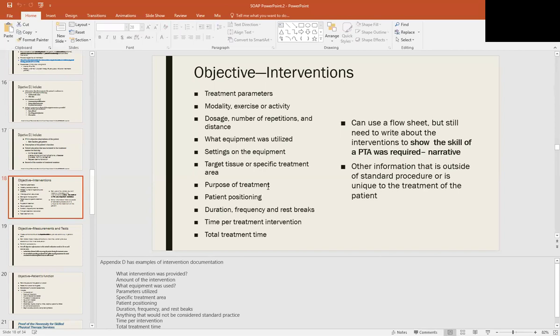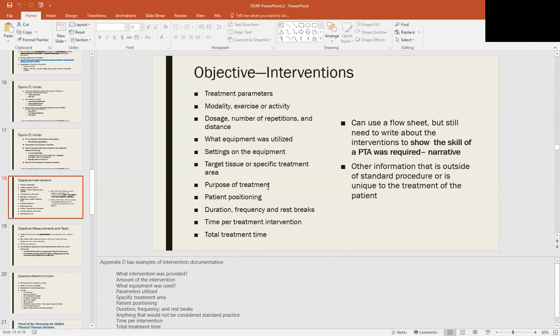What equipment, the settings on the equipment, the target tissue or the specific treatment area. The purpose of the treatment, so we're using ultrasound to warm the tissue up for stretching, or we're using ultrasound to help decrease inflammation. So you guys get an idea of that. The patient positioning, that way another PT or PTA can come along and reproduce that treatment.